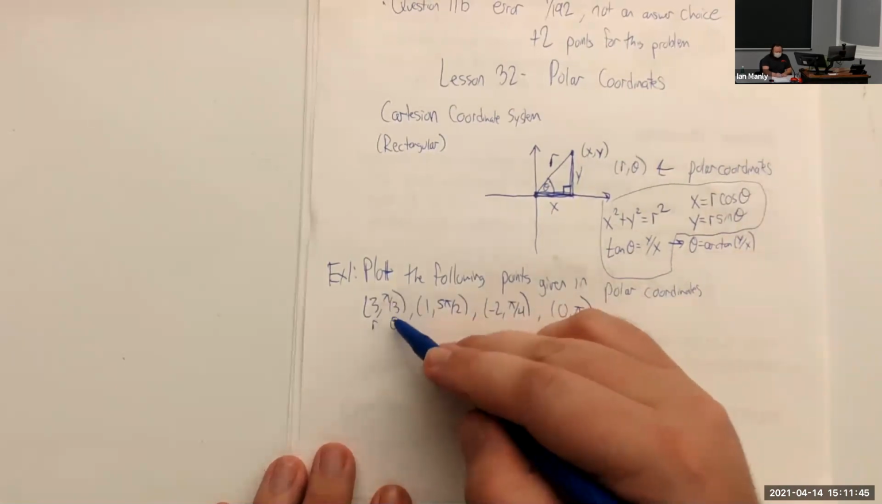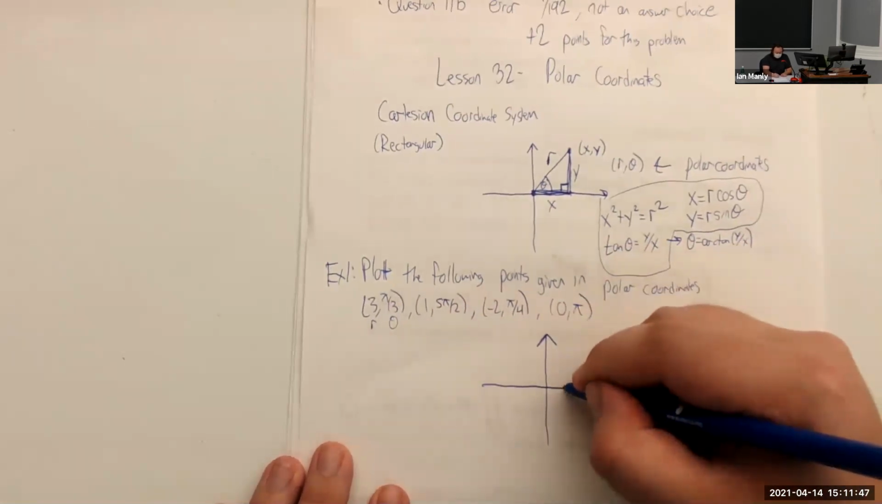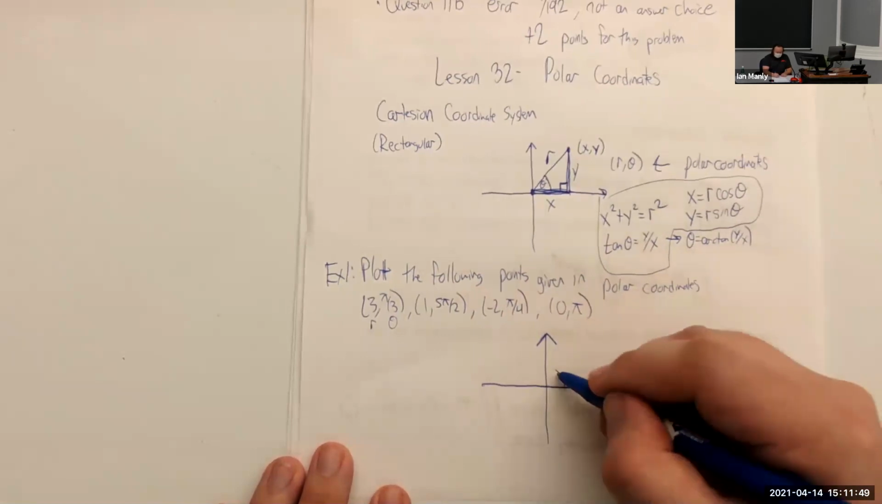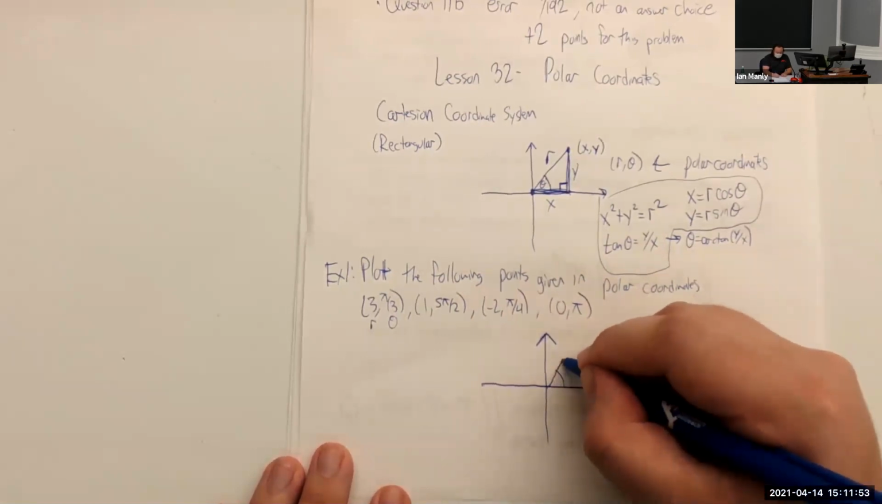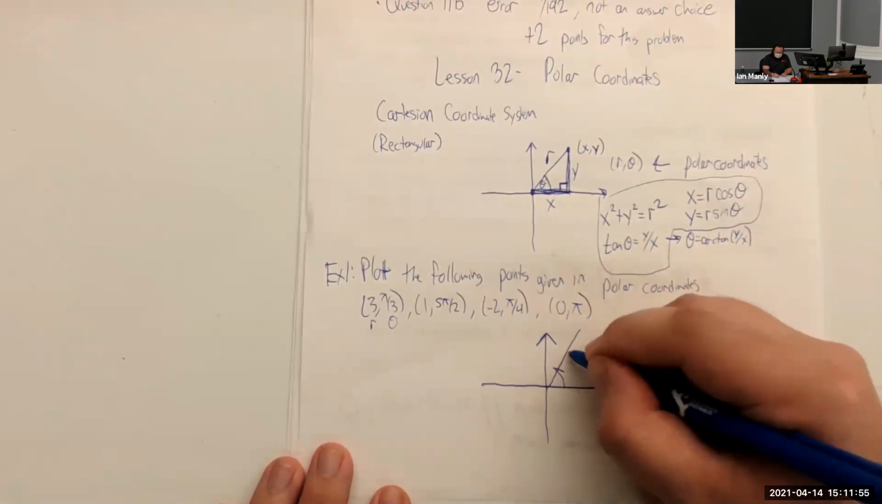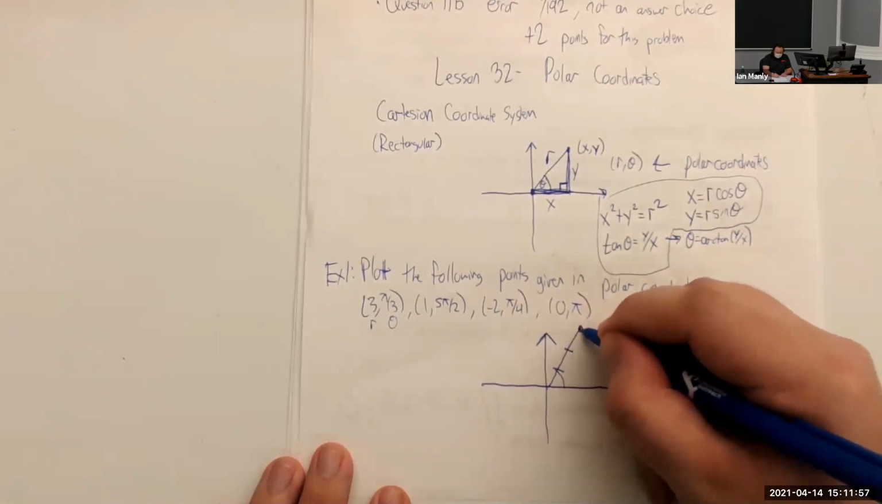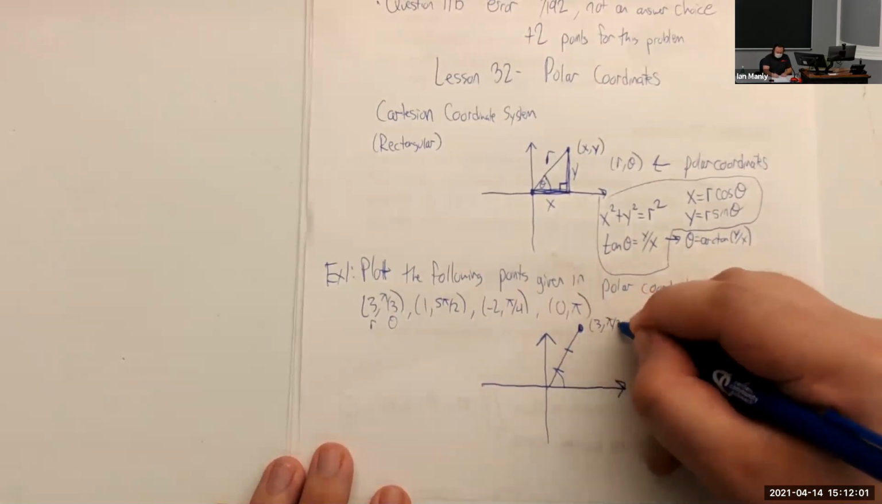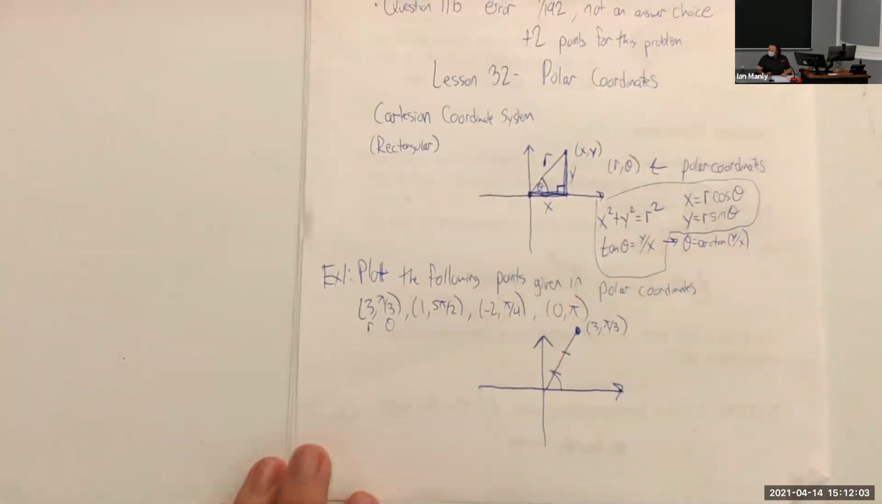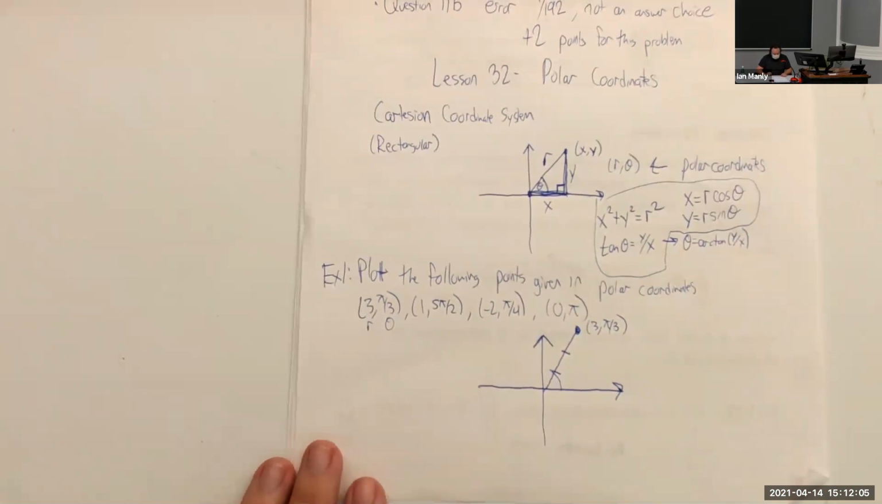So I'm first going to do theta. I'm going to rotate pi over 3, so maybe about that much. And then I'm going to go out 3 units. So 1, 2, 3. So maybe we could say it's like this. And then we arrive at this point right here. So we could label this point as 3, pi over 3 in polar coordinates.